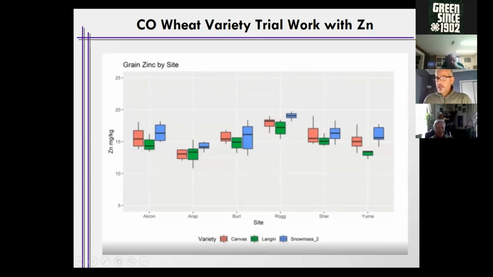And so this is the start of a program at Colorado State to help you, the producer, overcome this potential issue with zinc in your system. And we're doing the same thing with nitrogen, and we're doing the same thing with iron. I'm just not going to show you that data today.